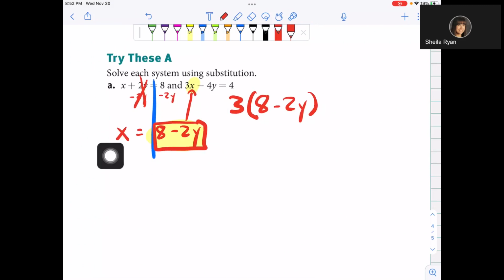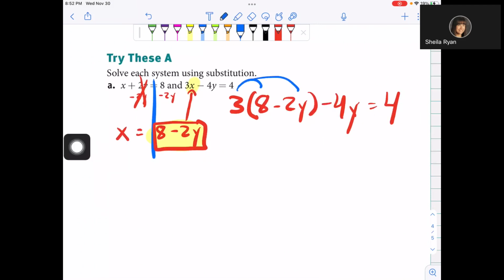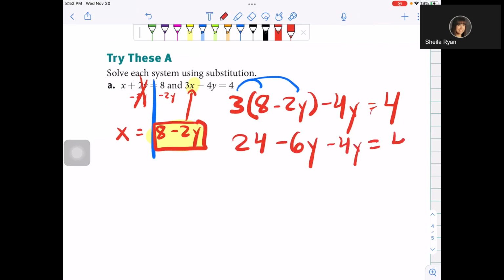Then we have minus 4y, and then we have equals 4. So when you take this and plug it in for x, that's your substitution step. And now you just have algebra from there. So we'll start with distributing. 3 times 8 is 24. 3 times negative 2y is negative 6y. Bring down the minus 4y and the equal sign and the 4.